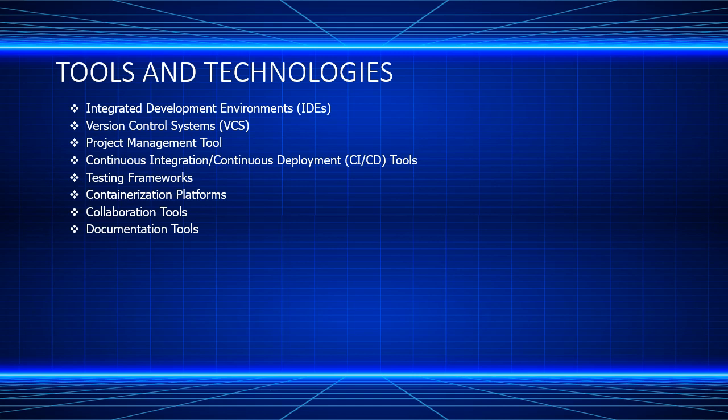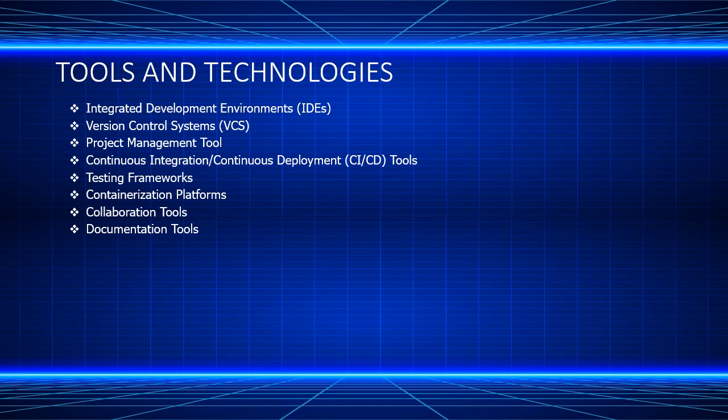Testing frameworks. Examples: JUnit, Selenium, PyTest. Testing frameworks provide libraries and tools for automating and executing various types of tests, including unit tests, integration tests, and UI tests, ensuring software quality and reliability. Containerization platforms. Examples: Docker, Kubernetes. Containerization platforms facilitate the packaging and deployment of applications in lightweight, portable containers, enhancing scalability, resource utilization, and deployment consistency across diverse environments.